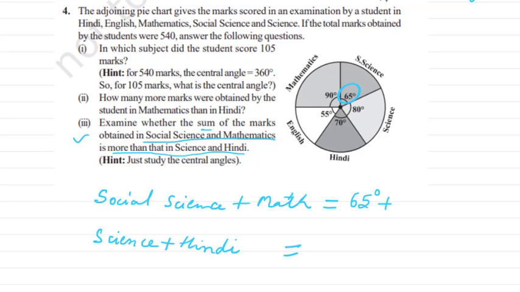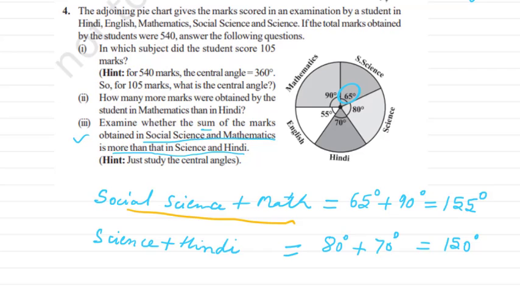Now what is the angle in mathematics? It's 90 degrees. The central angle for maths is 90 degrees. So the total will be 155 degrees. Now for science and Hindi, the central angle for science is 80 degrees, and for Hindi it's 70 degrees. So the sum will be 150 degrees. Now you can see which angle is greater. For social science and maths, the sum of the angles is greater.